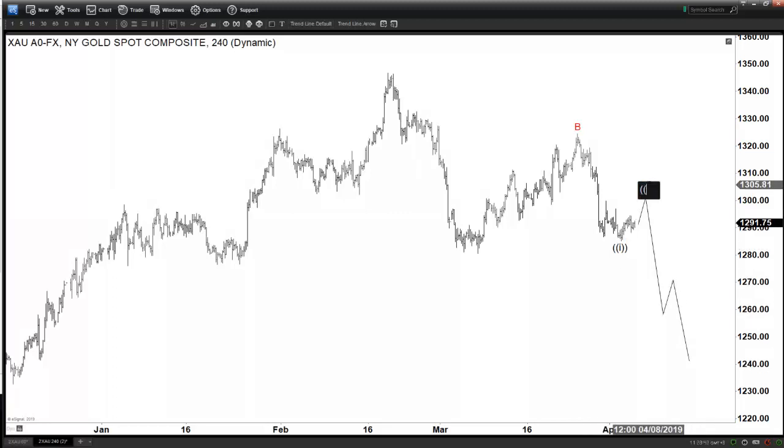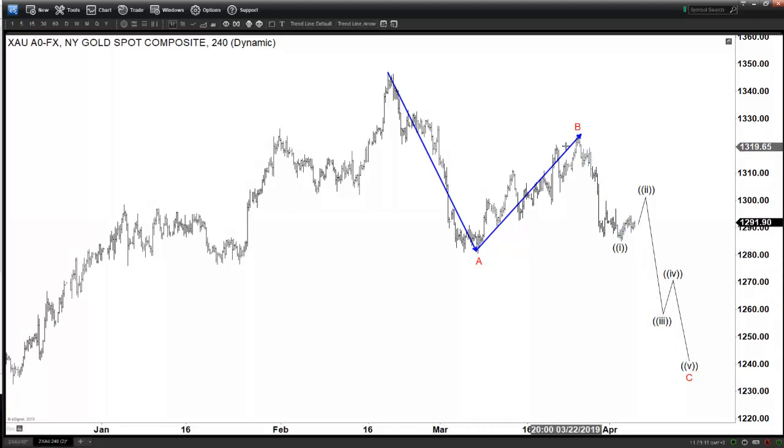Because of the zigzag structure, right? 1, 2, 3, 4, and then 5, right? Something like this, and that will end your C. So if this is a B, then this has to be your A, and so we are correcting from this peak here in February 20th as an A, a B, a C. This is where we are right now.